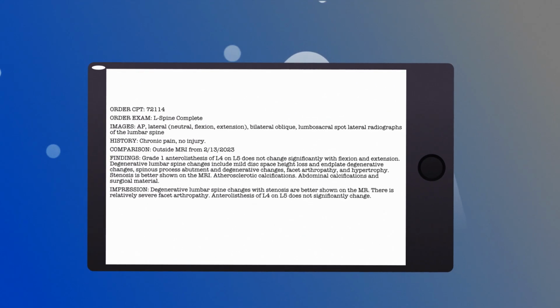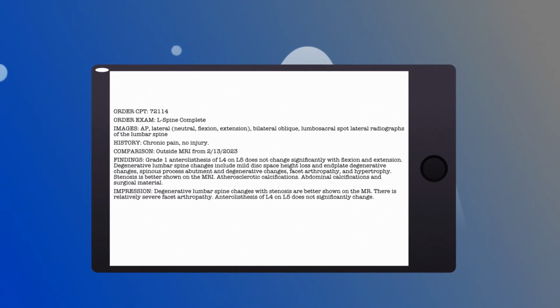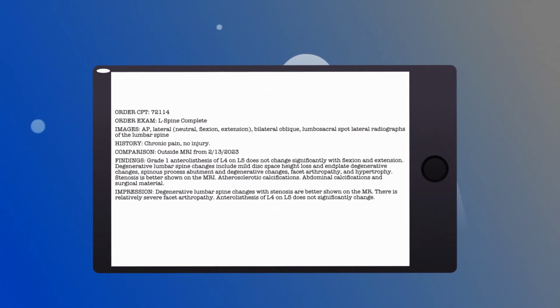Radiology report, ORT exam, L spine complete. Images: AP, lateral, neutral, flexion, extension, bilateral oblique, lumbosacral spot lateral radiographs of the lumbar spine. History: chronic pain, no injury. Comparison: outside MRI from 2/13/2023.